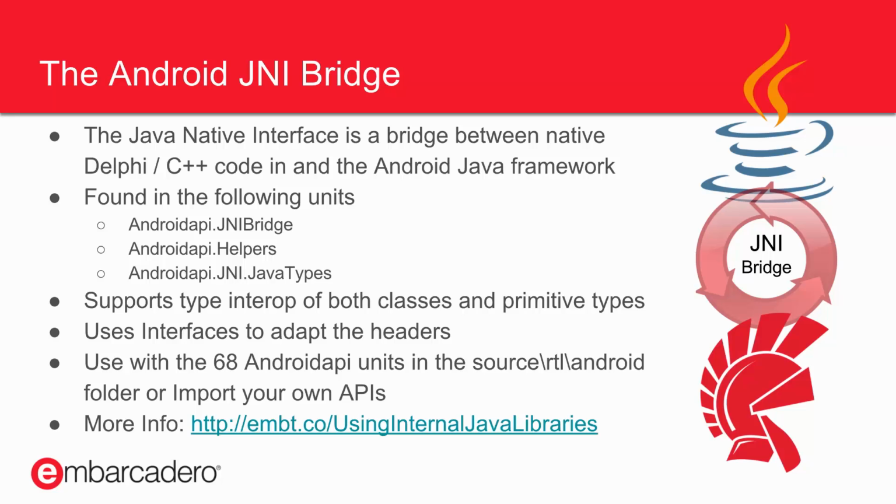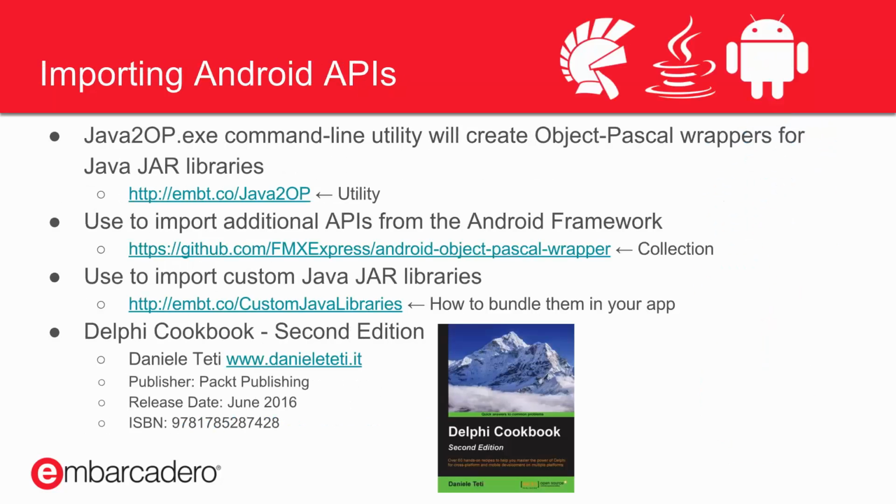There are 68 Android API units in the folder source/RTL/Android. So that's where all the ones that are imported for FireMonkey and the RTL are found. Now there's a lot of other APIs that aren't imported in there. And so sometimes you can just go in and grab those APIs directly and deal with them. But if your API is not in that folder, then you can import your own, which we'll talk about in just a second. So for more information on using internal Java libraries directly, there's a link to the doc wiki down there, a page that talks specifically about this.